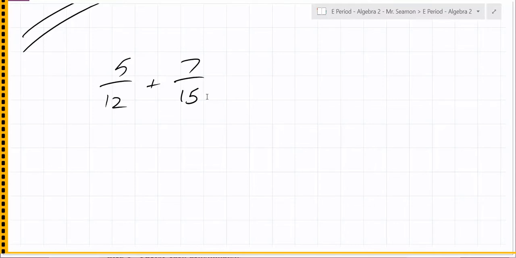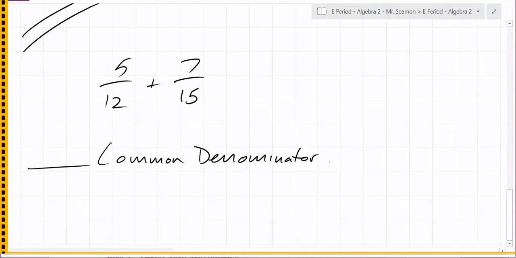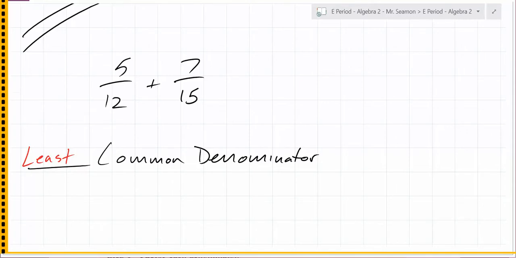60 would be called the what common denominator? Close. The greatest doesn't exist because you can always make it bigger, right? 60, 120, 240, 120 million, right? We're looking for the least common denominator. It's implied, yeah, whole. But we usually don't say whole. So if we did that, we can only multiply by 1 because 1 is the only thing you can multiply by and keep the same value.